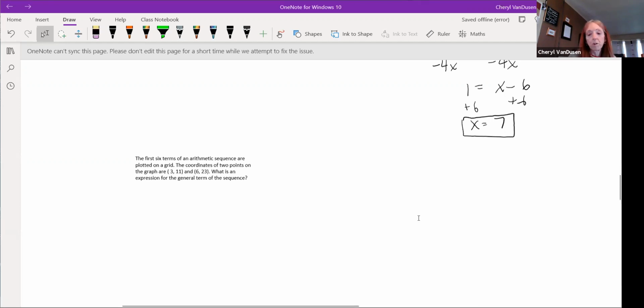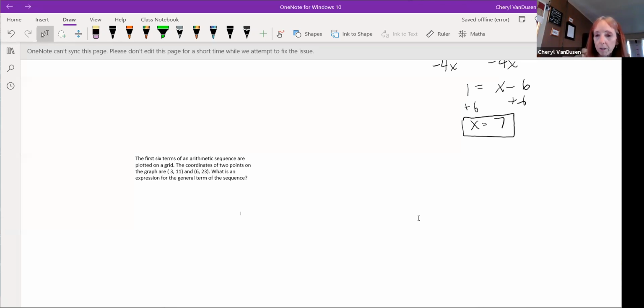So does anyone have any suggestions? Would anyone like to come on the audio and give me a suggestion as to how we can lay out this information? We've got 6 terms in an arithmetic sequence, they're plotted, and we've got 2 points, and somehow we're supposed to find an expression for the general term. Anyone want to jump in? Don't feel you have to, but I'd love to hear from one of you. Okay, no takers, totally cool, no pressure. I'm not ever going to put any pressure on you here.